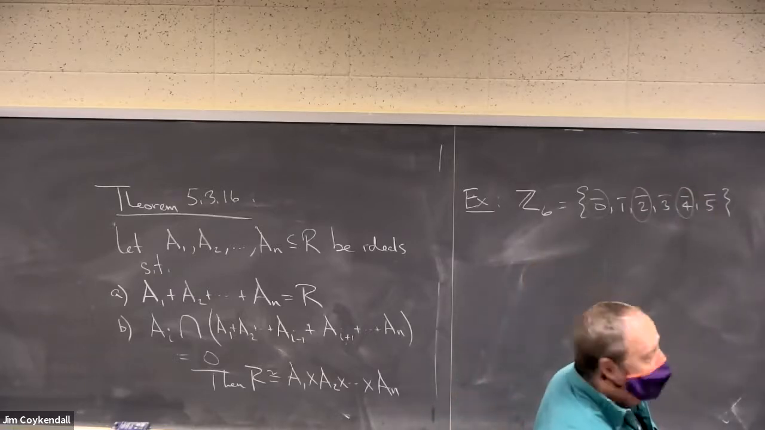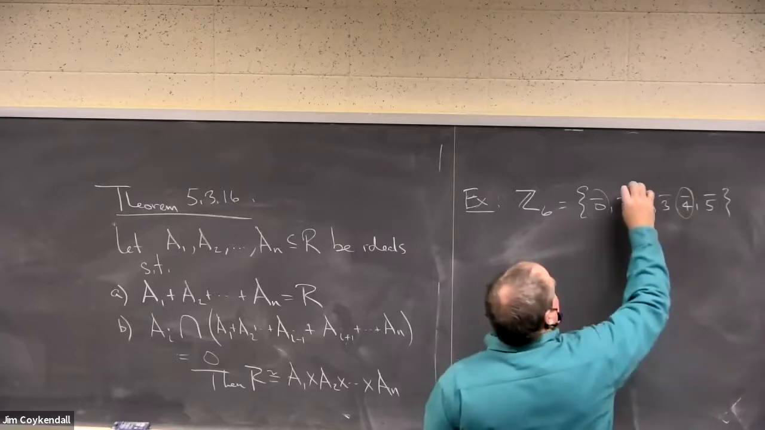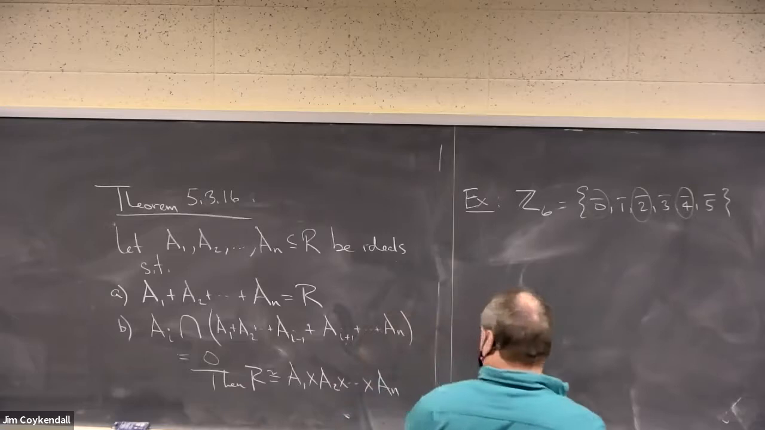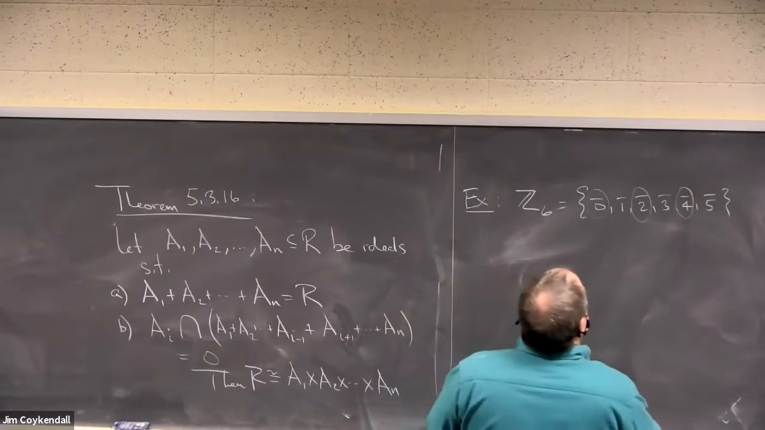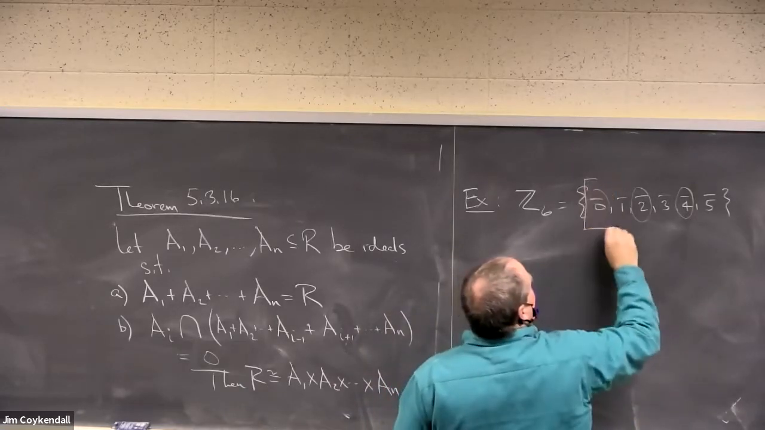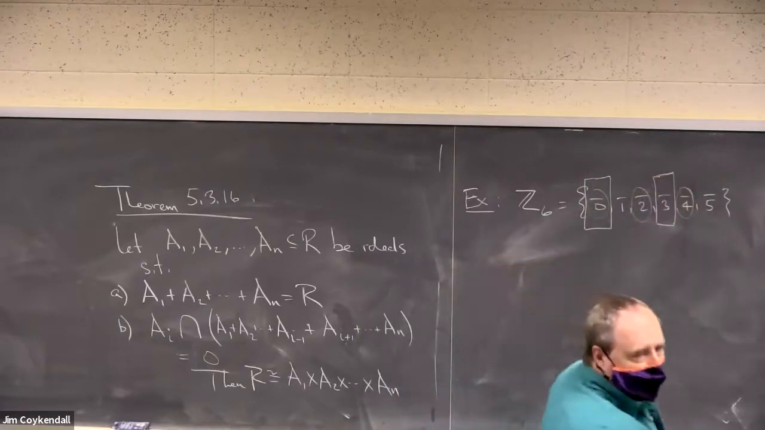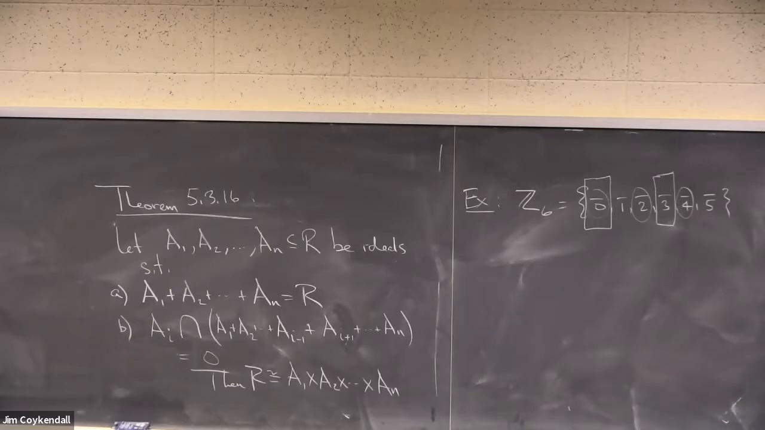That's the ideal generated by 2-bar. And let me put my key needs for another color. Anyway, so I'll put boxes around this other one. Notice that 0 bar, 2-bar, 4-bar is an ideal.